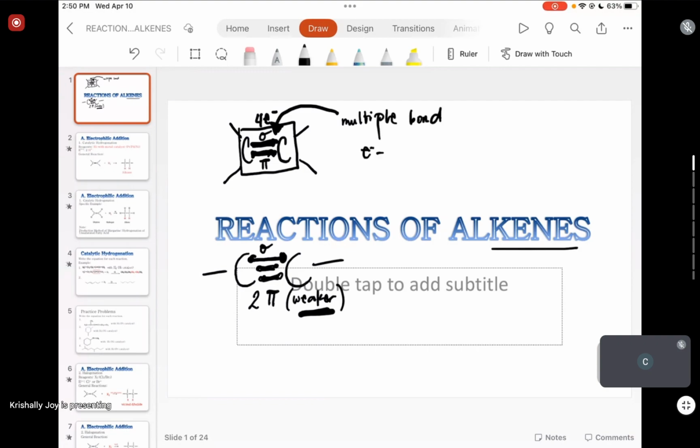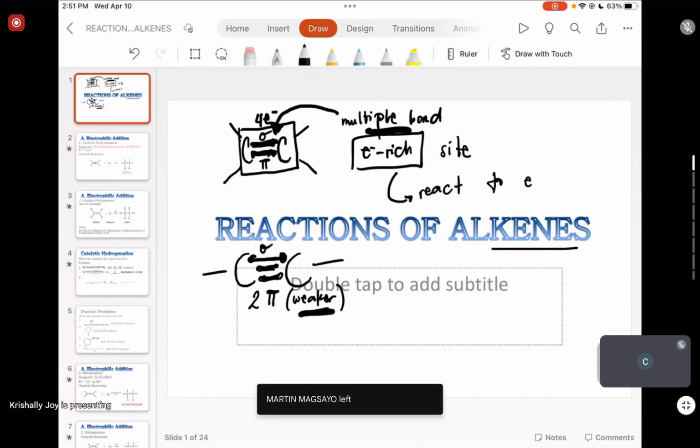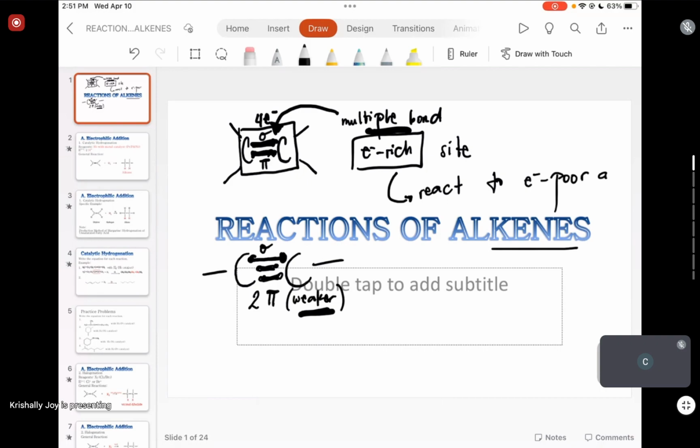Okay, electron-rich. Therefore, for any alkenes, we classify its functional group as electron-rich site. Yung portion na yan ba, electron-rich because of multiple bonds. So kung electron-rich ang alkene's functional group, during chemical reaction, it will react to electron poor. It will react to electron poor atoms.